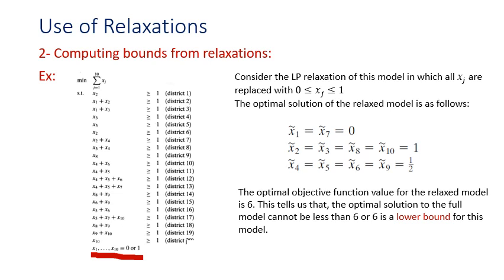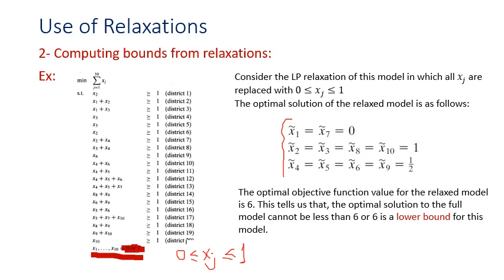What can we do? We basically take the LP relaxation. Instead of these 0, 1 decision variables, we change all of them to 0 less than or equal to xj less than or equal to 1. And then this is a linear programming formulation. We can use the simplex algorithm to solve this problem. And when you solve it, this is the optimal solution. These x tilde, the tildes represent the optimal values.